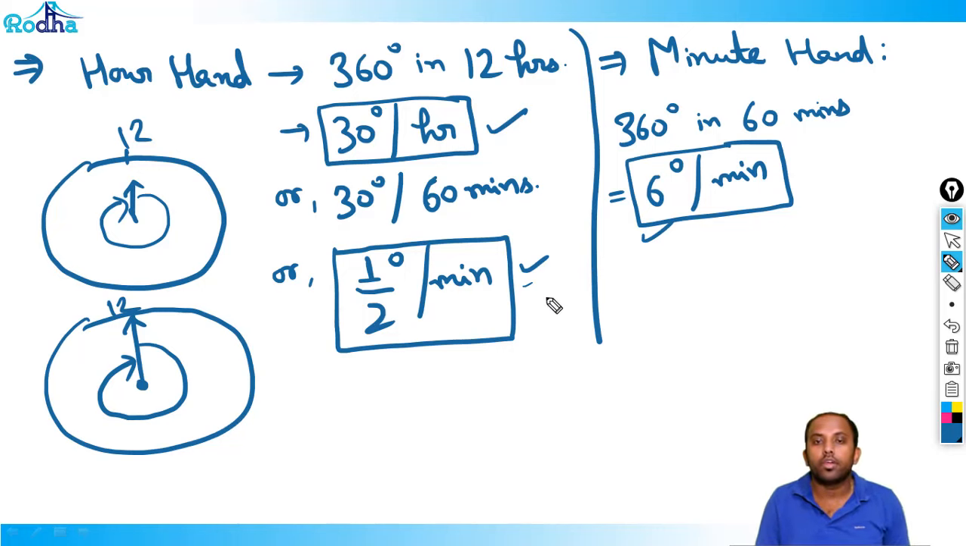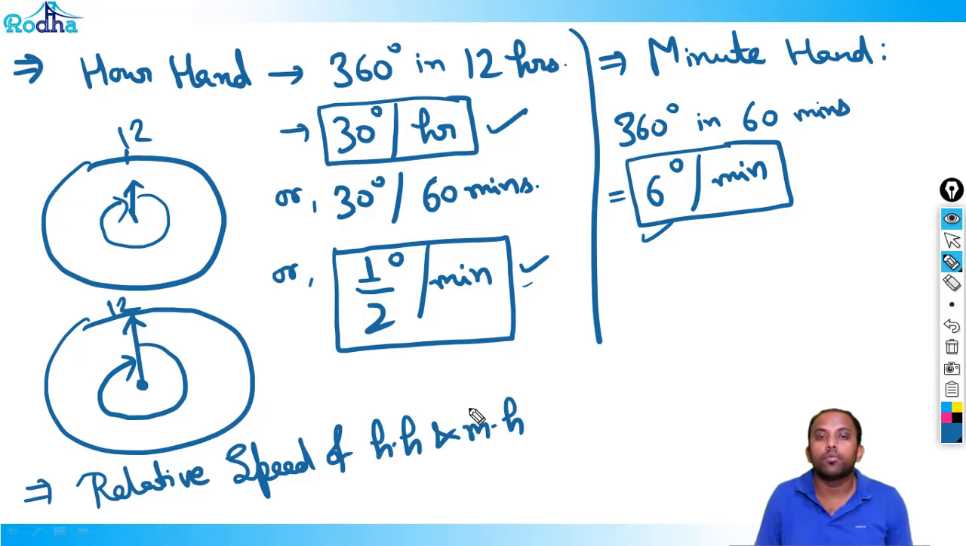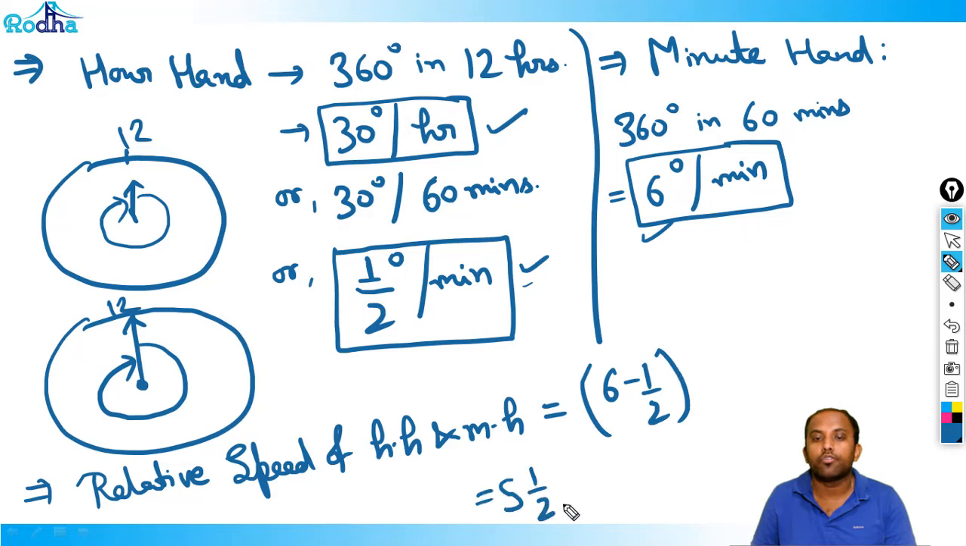And what is the relative speed of the hour hand and minute hand? Since both are moving in the same direction, it is the difference of speeds, 6 minus half, that is 5.5 degrees per minute. We'll use all these concepts while solving the questions.